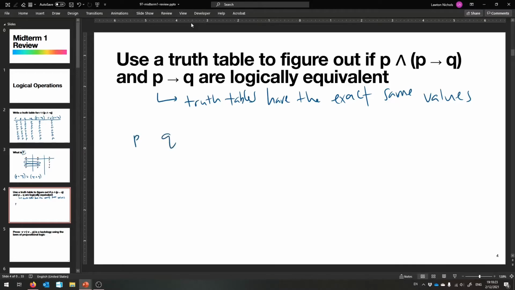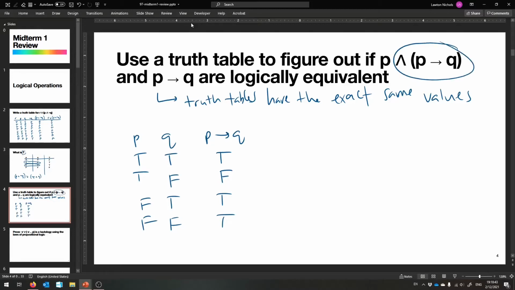P and Q, that's nice, there's only two of them. That makes me happy. True, false, true, false, true, true, false, false. Alright, and then P implies Q, we remember that. That is true, false, true, true. And then, okay, the other one is P and P implies Q. And we're trying to see, hey, are they logically equivalent or not? Maybe they are, maybe they aren't. P and P implies Q.